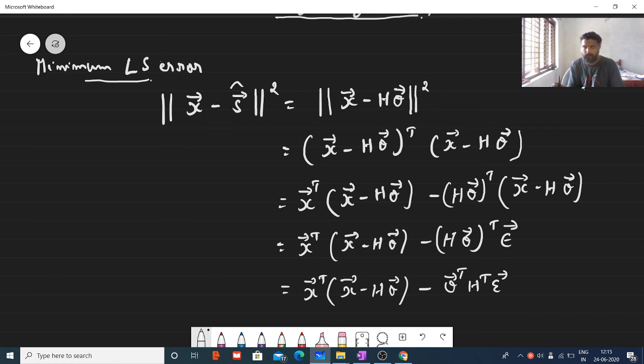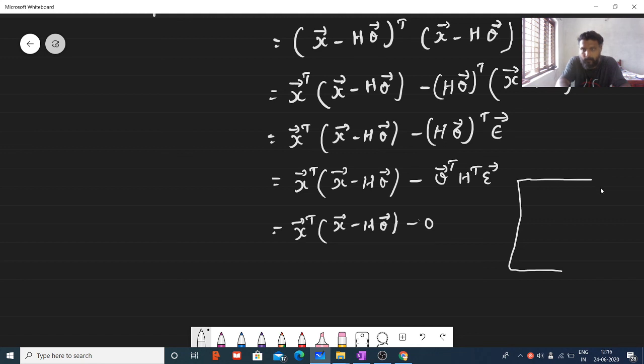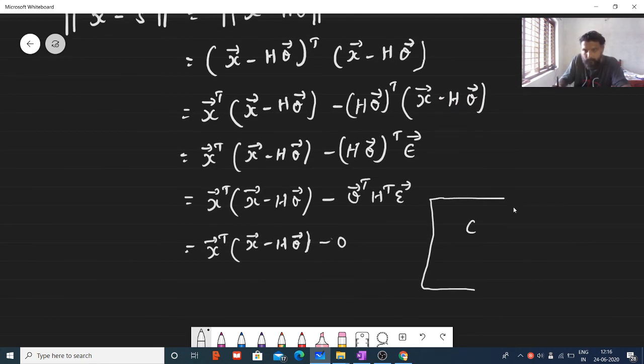Okay, so you know epsilon transpose into h is nothing but this one. So I can make this term to be equal to 0. Okay, that means I can make this as x transpose x minus h theta minus 0. Because epsilon transpose h equal to 0 transpose, since theta transpose h transpose epsilon again made equal to 0.